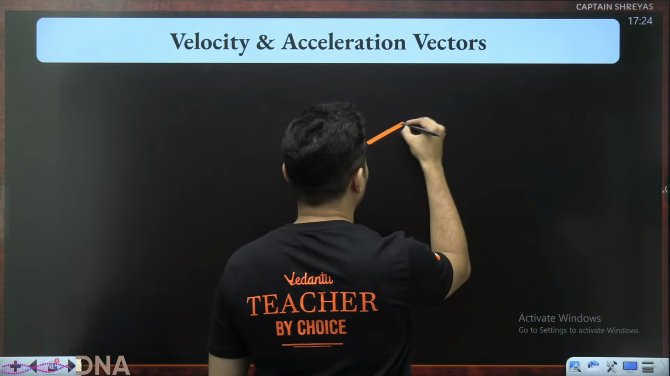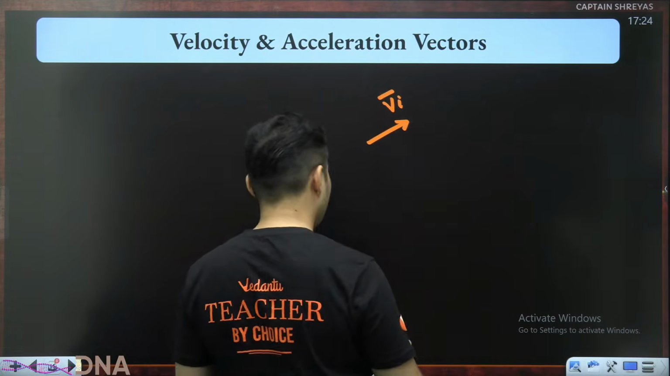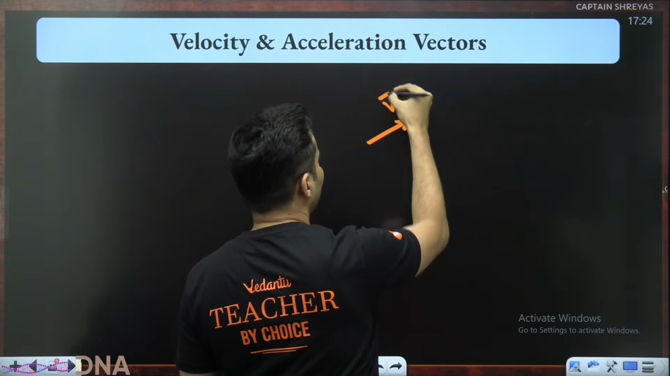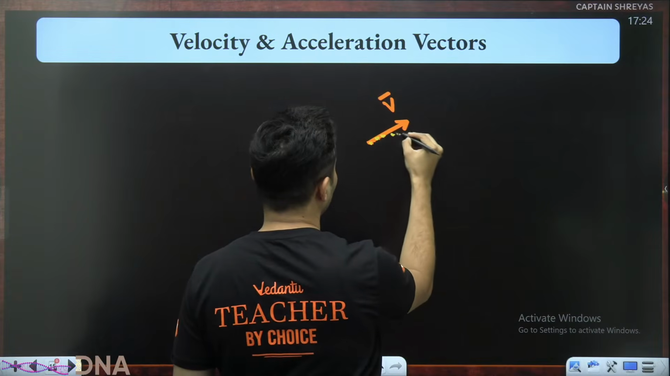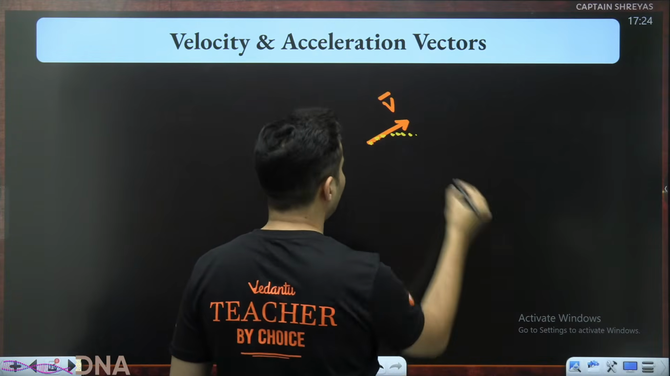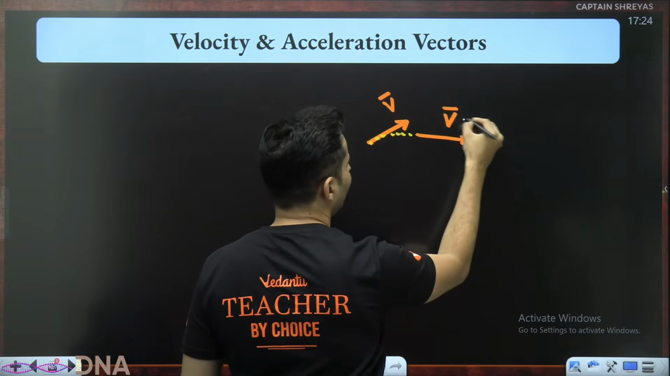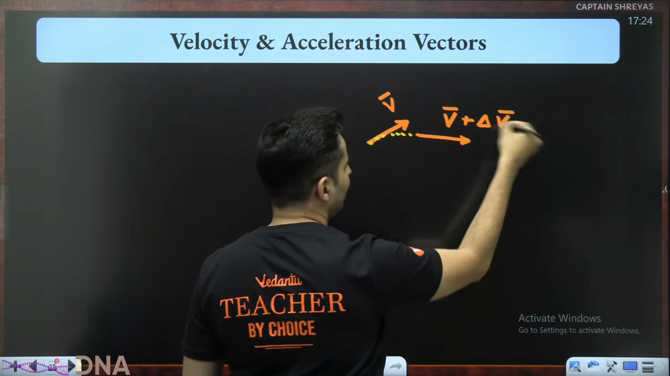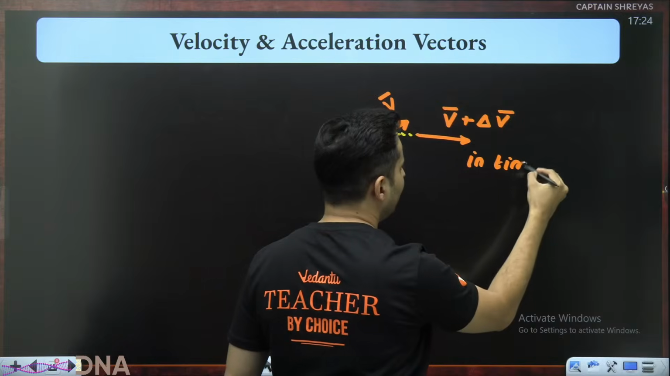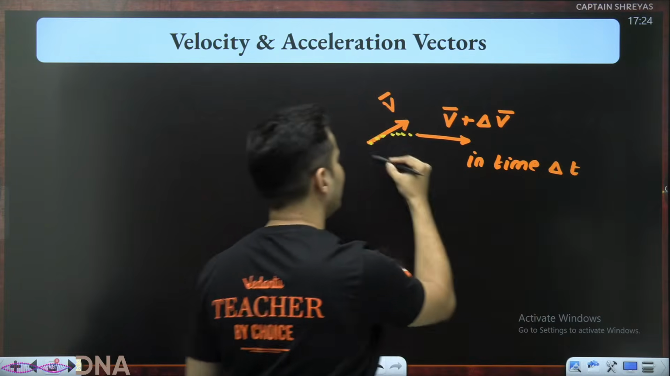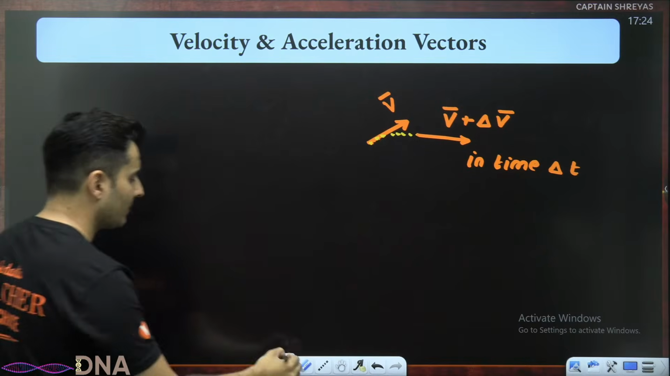Imagine there is a particle which is going like this, which has some velocity at some moment, and maybe it is going on a path which is curved in 2D or whatever. So after some time the velocity changes. This is the new velocity, v plus some delta v. Delta v is the change in velocity in time, let's say delta t. Over this period, the velocity has changed and hence there is acceleration.